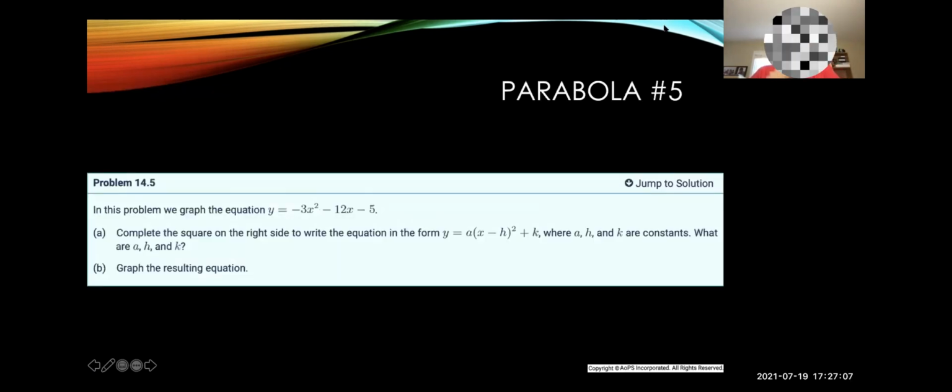So here's another one, 14.5. So again, I'm going to give you guys a lot of practice. So I want you guys to graph this thing again. And then I want you to complete the square on the right side, just like the last problem. And then be able to transform it into this form. And then figure out what these three letters are and then graph that equation.